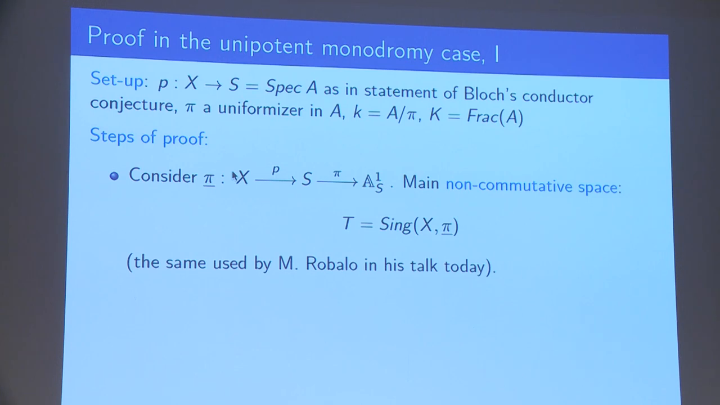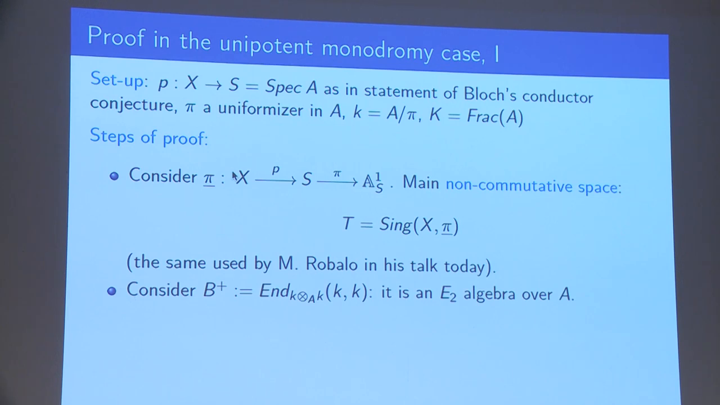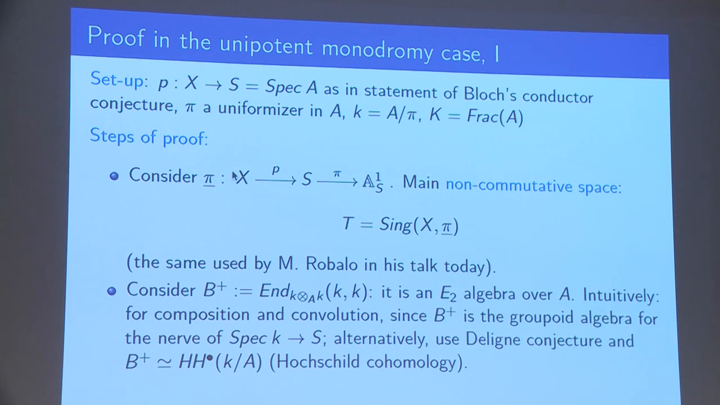If you look at the geometry, T is linear over some algebra B, which is this algebra here. I have this closed point, Spec of k into S, and I take the nerve of this map. The nerve of this map is a groupoid by definition, and I take the algebra of this groupoid. It's pretty clear, intuitively, that this acts on T. This algebra is what I call B plus, and it's described in this way. When I say tensor product or endomorphism, everything is derived, so I don't write it.